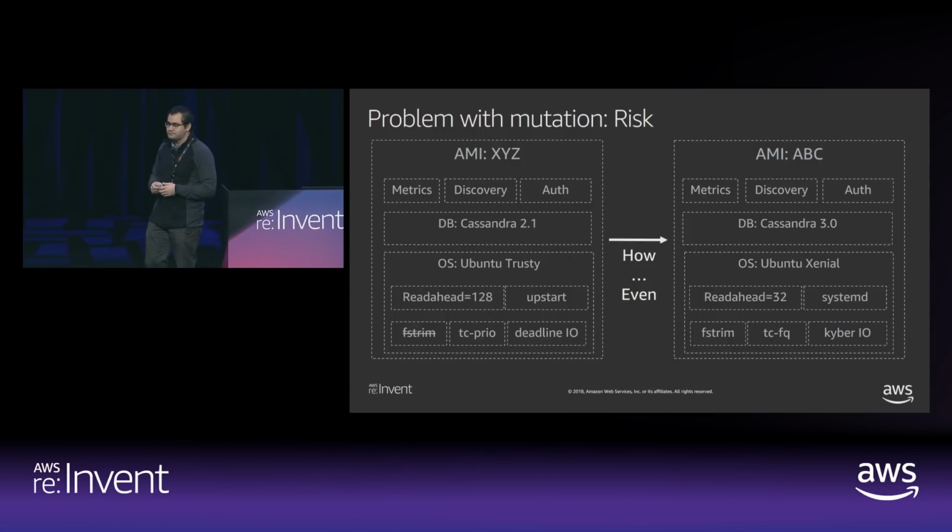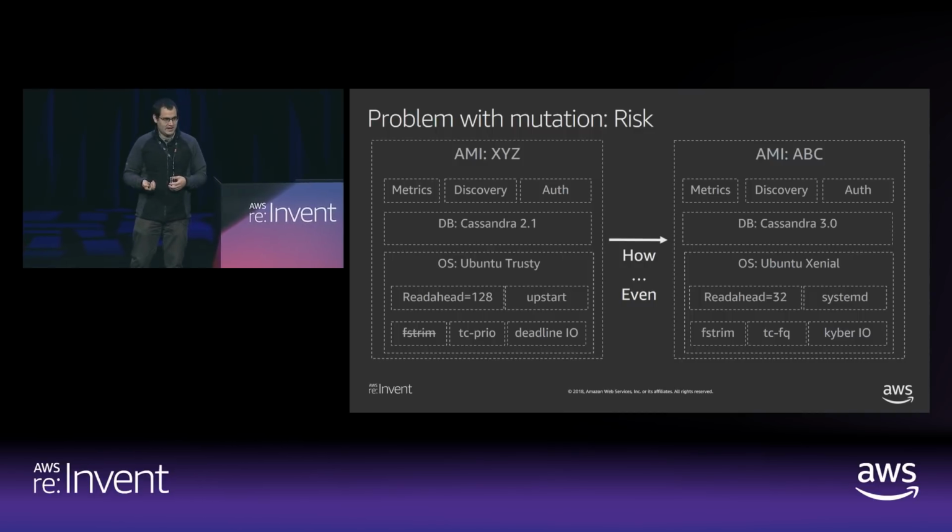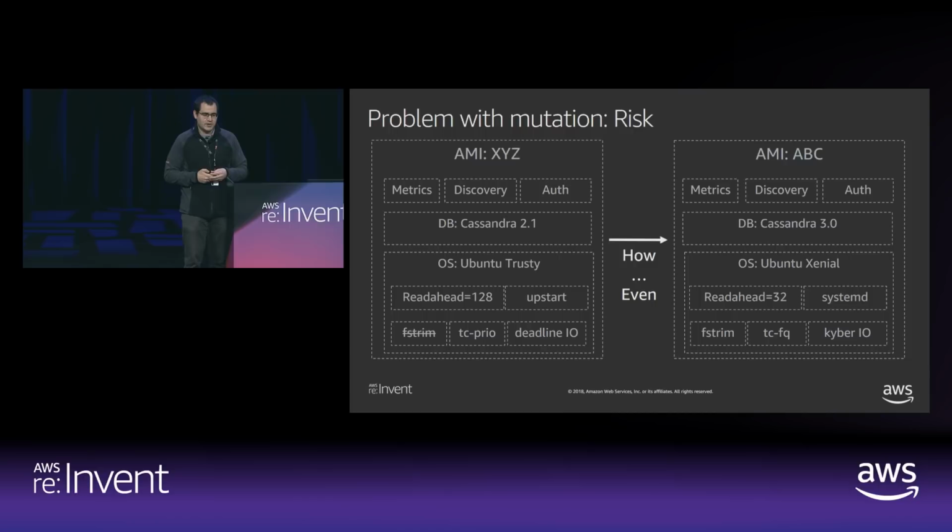So in this example, we have one AMI, which is running some standard stuff like metrics, discovery, but some things I want to point out: it's running an older version of a data store, Cassandra 2.1. It's running an older version of an operating system, Ubuntu Trusty. It has some sysfs settings like read ahead set to 128. It's using Upstart for all of its jobs. It's not running fstrim. That was a surprise for us. It's running a certain network TC traffic control queuing discipline, and it's using a deadline IO scheduler.